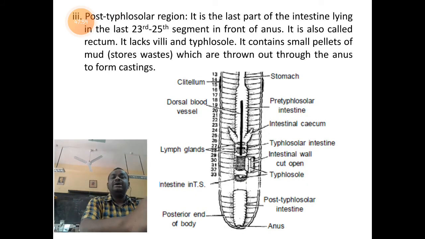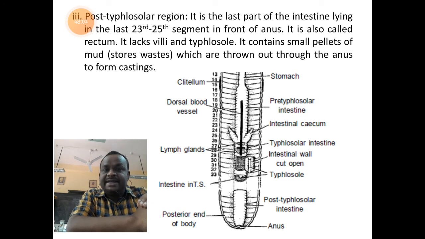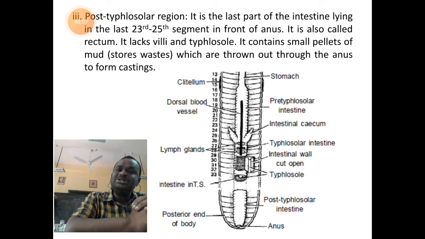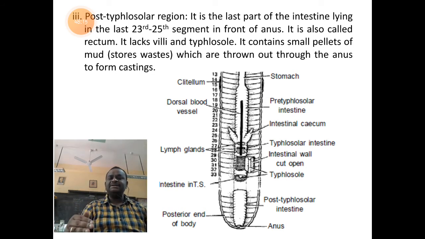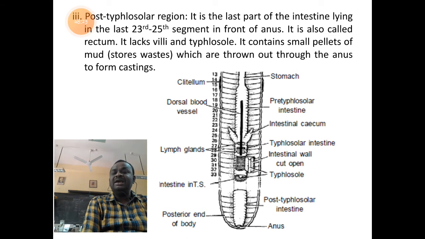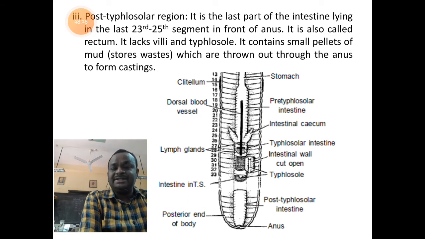The last part that we have here is the post-typhlosolar region. Students, remember, the post-typhlosolar region is considered the region of the last 25 segments of the body of the earthworm. So, the last 25 segments of the earthworm's body we call the intestinal part of the post-typhlosolar region. This region is also called the rectum. The reason is that it stores the waste.